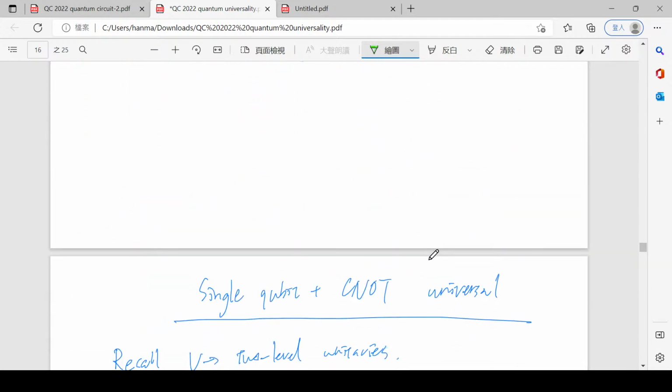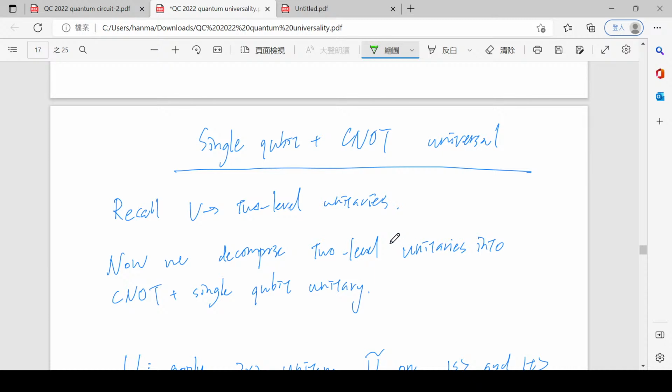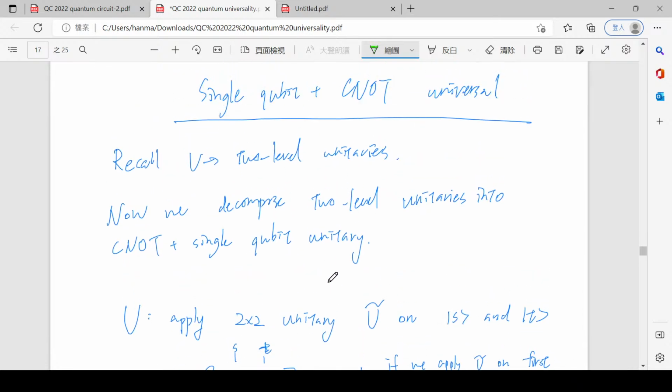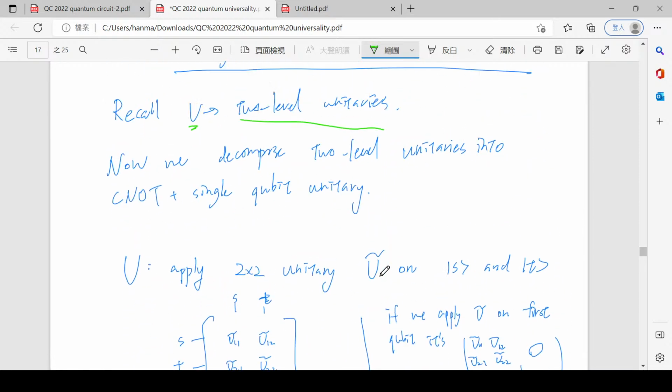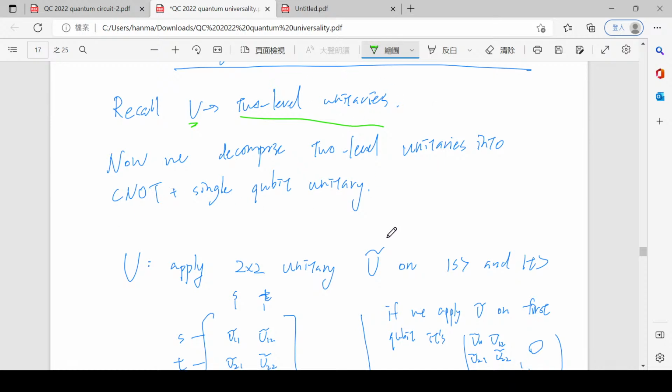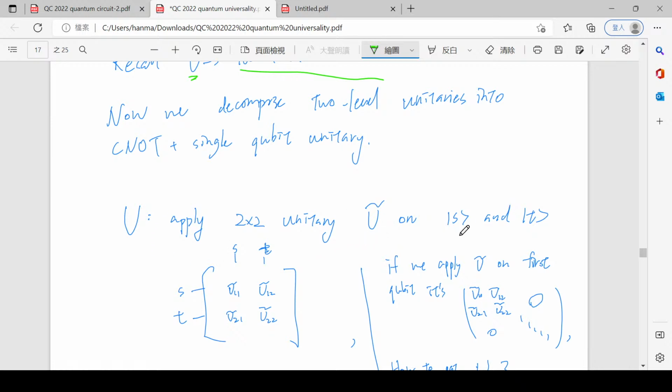Now it's quite a bit of a confusing part. We are saying single qubit unitary plus CNOT is universal. First we decompose our arbitrary circuit into two-level unitaries, and now we show how to turn the two-level unitary into CNOT and single qubit unitaries. The idea really is you want to change your two-level unitary into a multi-control single qubit unitary.